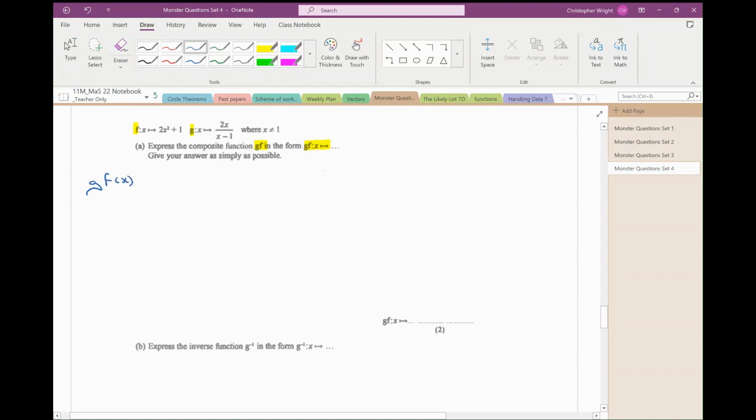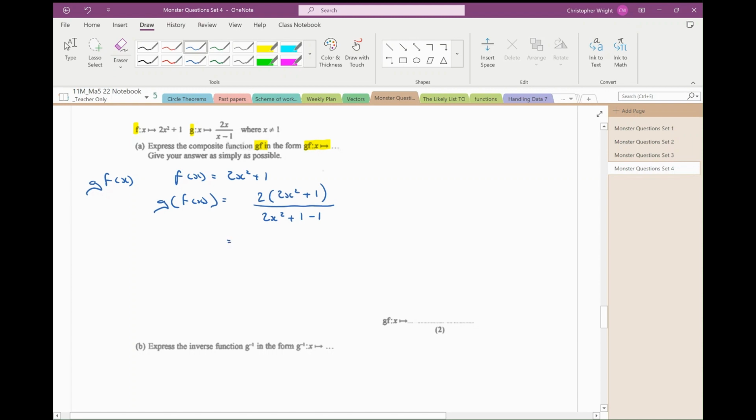So I'm going to start off with f of x. Well, I know what f of x is. f of x is 2x squared plus 1. So now I'm going to g that. I'm going to g f of x. So the input is 2x squared plus 1. So that means that I'm going to have twice the input over the input minus 1. Now I simply have to simplify this fraction.